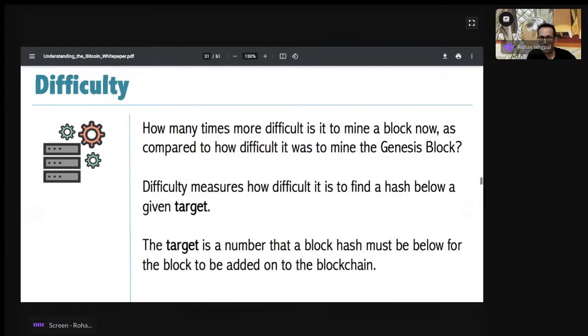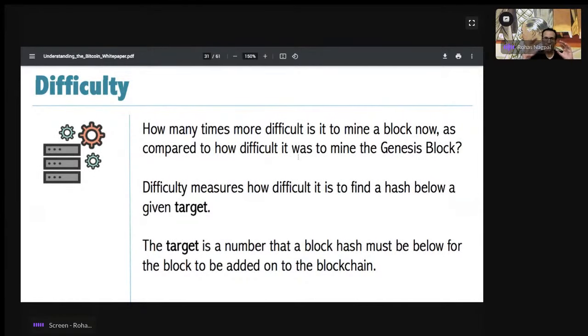Now let's try to understand the meaning of difficulty. This is a slightly difficult concept, as the name suggests. Let's make it simple. How many times more difficult is it to mine a block now as compared to how difficult it was to mine the Genesis block? Let me first ask you a question. Which do you think is easier to mine: the first block of Bitcoin, which was done way back, say 2009, or today? Which is more difficult?